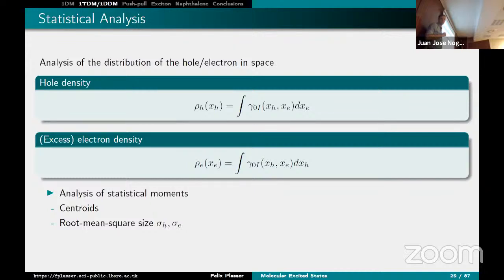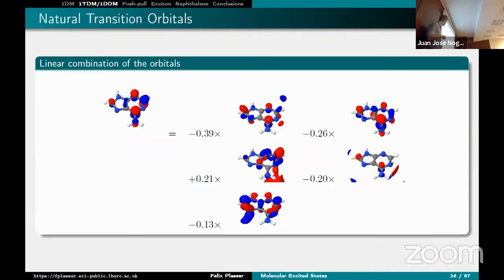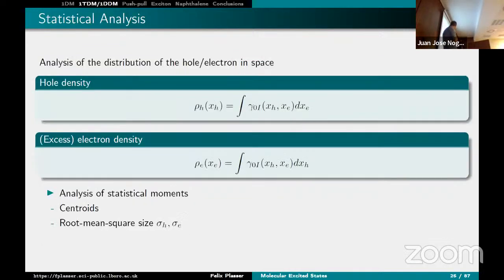Sometimes the natural transition orbitals are a bit too much, so we can also compute the hole and electron density, where we integrate out the electron and the hole. Actually, this will be squared. Then you have one picture for the hole and one picture for the electron, rather than several orbitals. And for example, you can compute the centroids of those, or how big they are.